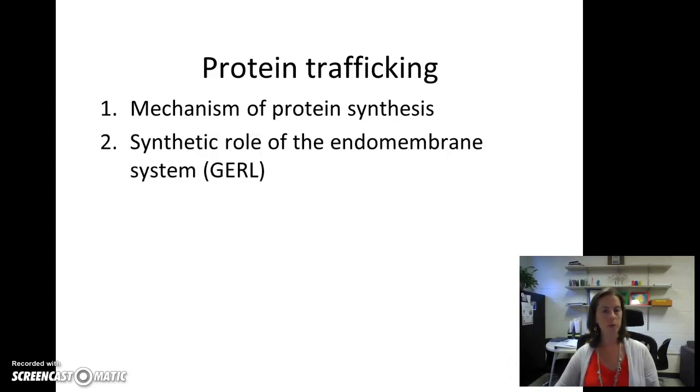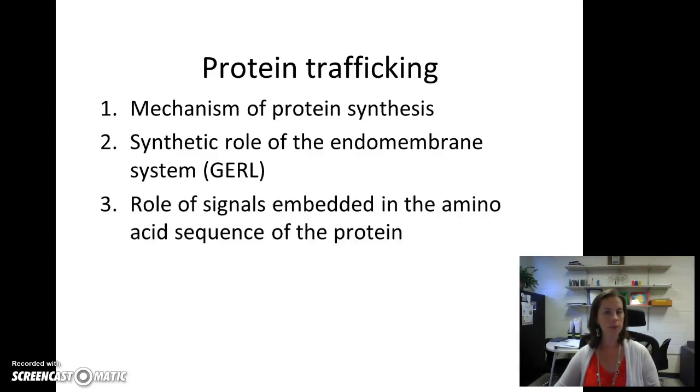You should be pretty comfortable talking about the synthetic role of the endomembrane system. So this means how proteins, for example, are targeted to the endoplasmic reticulum, what modifications they get there, how they're then transported to the Golgi, what modifications they receive in the Golgi, and then how they get sent to the membrane. And we'll be talking about the details of vesicle formation in the next couple of lectures.